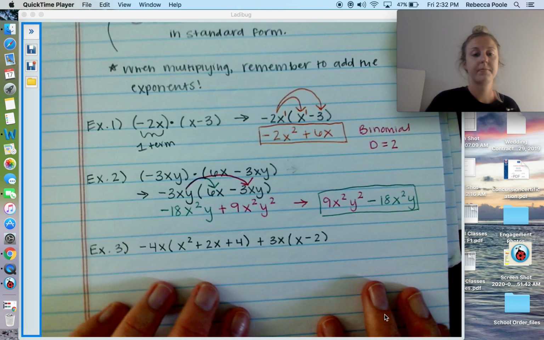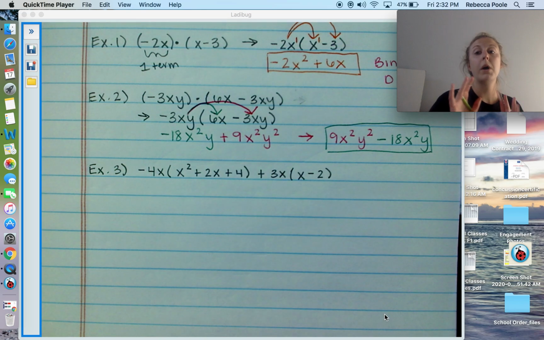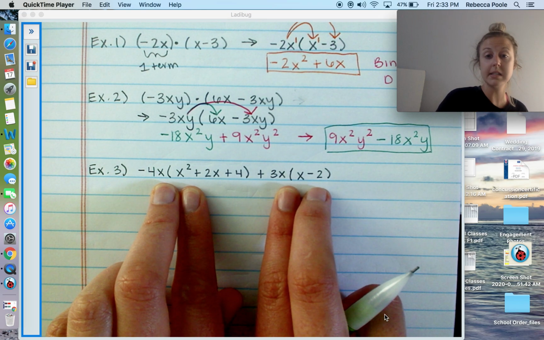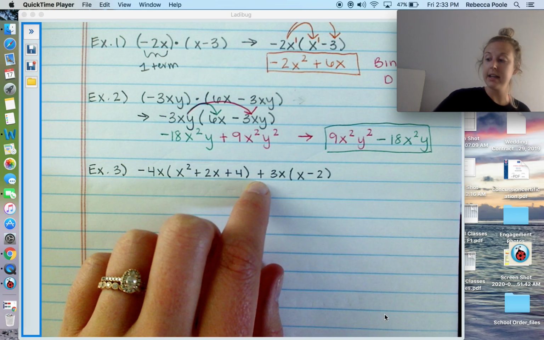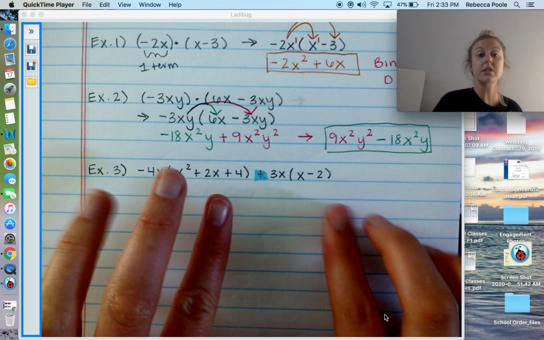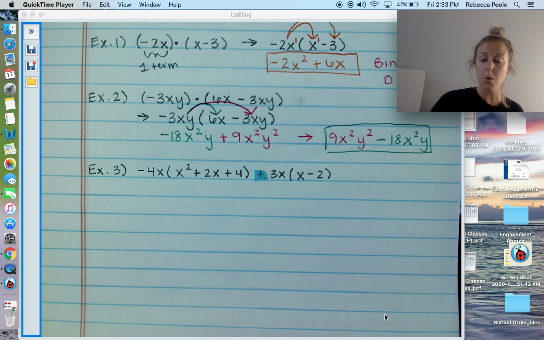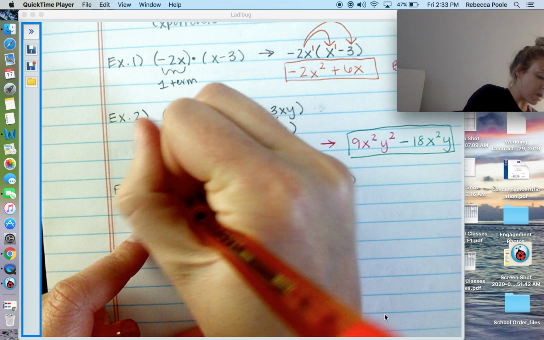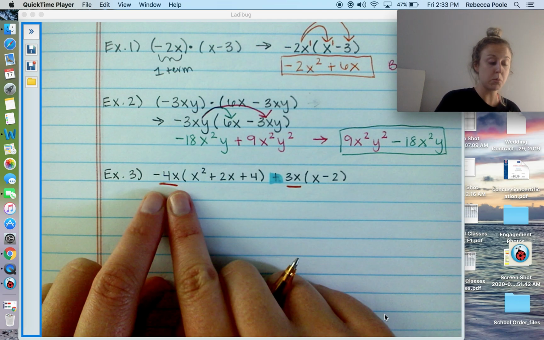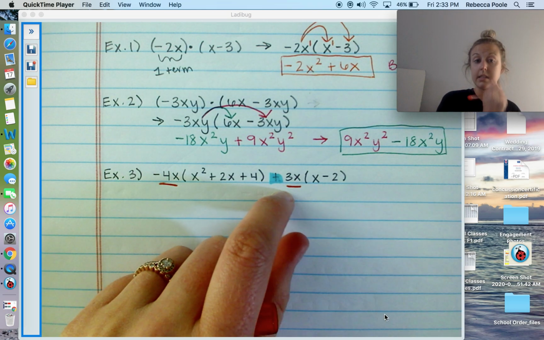All right. So here's example 3. So what's different about example 3 is I'm actually multiplying twice. And then do you guys see how we're adding here in the middle? So this is two different multiplication problems added together. So what we want to make sure is, do we have monomials out front multiplying? And we do. This is one term. Negative 4 and the x are squished together, so that's one thing. And then 3x is also one term.